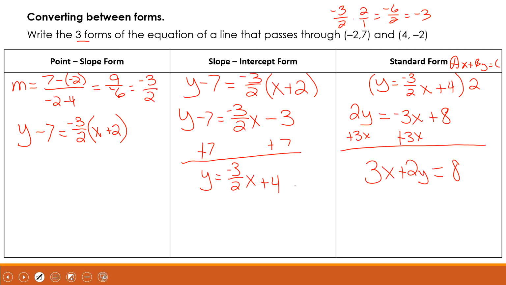As we're getting ready for the test, we'll do a couple more of these in the review packet and then in class so you can ask questions. So I did it. I have my 3 forms of the line that went through those 2 points. I have point slope form here, slope intercept form here, and standard form there.